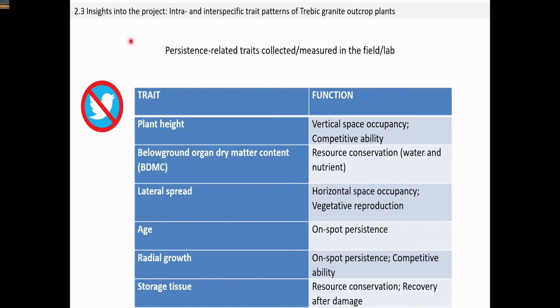From these cross-sections, we were able to quantify a variety of anatomical traits, and from them we selected the ones that we believe are more informative. Plant height and below ground organ matter content have been collected for both groups, clonal and non-clonal, whereas lateral spread is exclusive to clonals. The anatomical traits of age, radial growth, storage tissue and vessel size are only for non-clonal plants, because collecting the oldest part of a clonal plant, well, good luck.